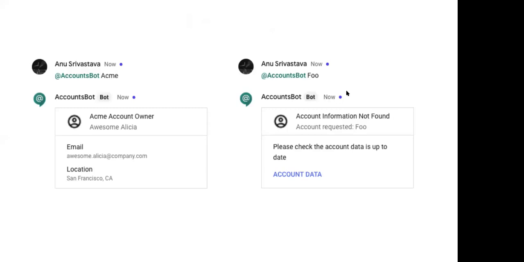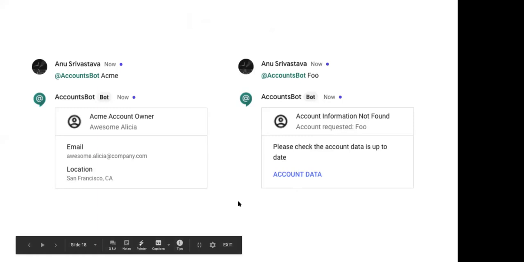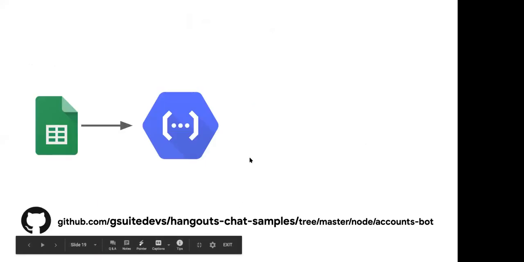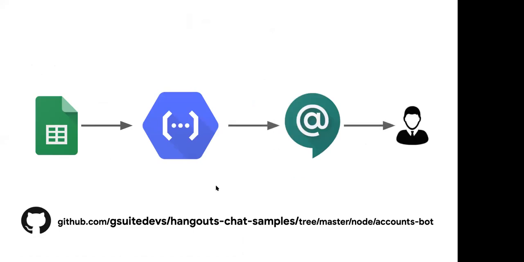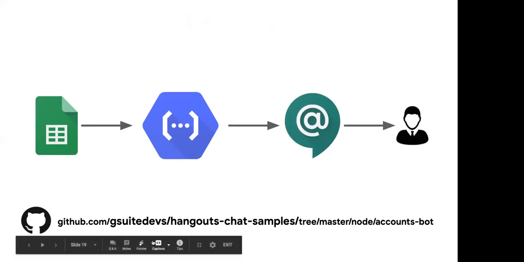If I look up an account that doesn't exist, I create this error card that has a button where I can go check the sheet. Maybe it's just not up to date. So this is the way the system works now that we've filled in the question mark. We start with Sheets, a tool that our coworkers were already using, and then we connect it to chat using a cloud function. For that example, I don't have a nice short URL for the actual code that looks up the sheet, but if you search on GitHub for G Suite Devs and Hangouts chat samples, you'll see it in there.